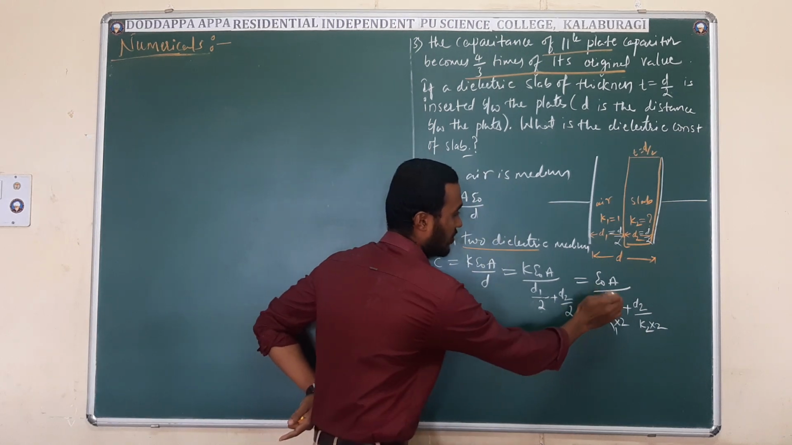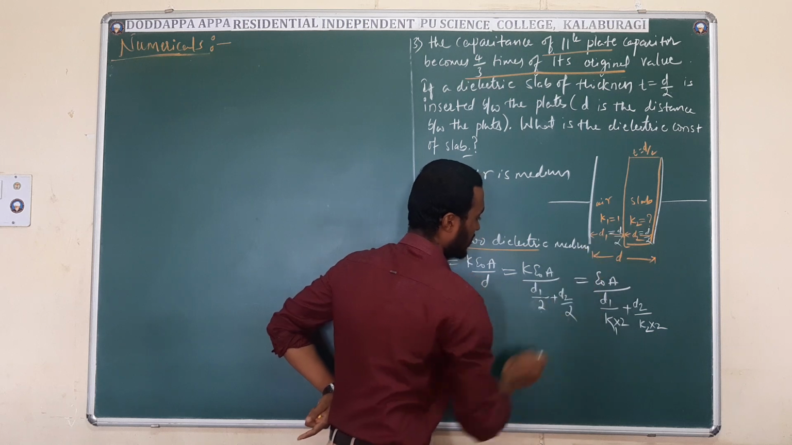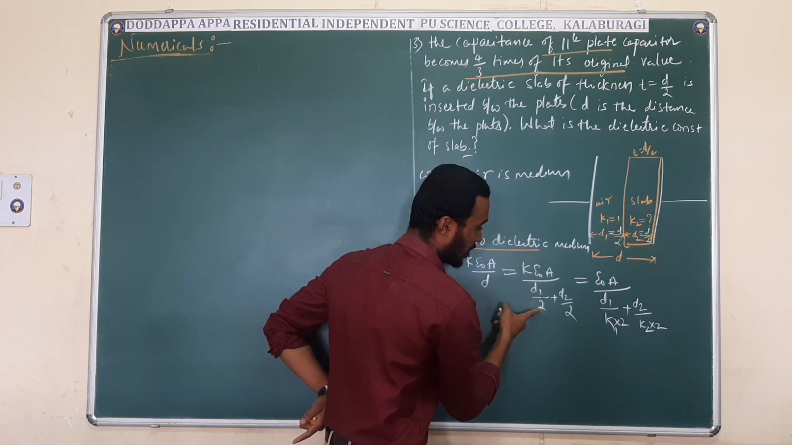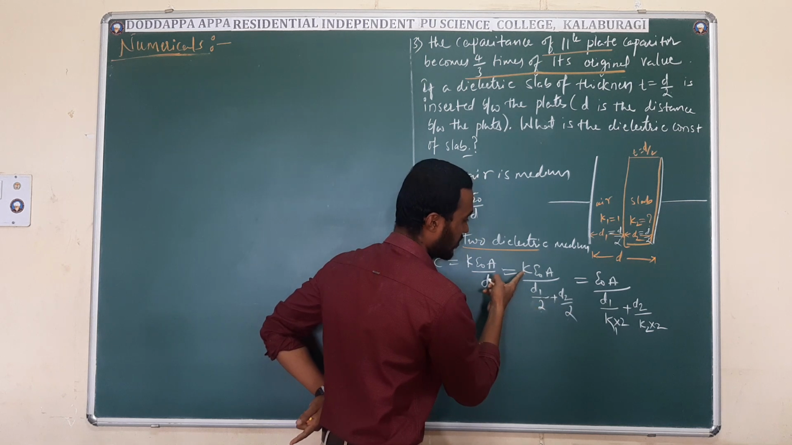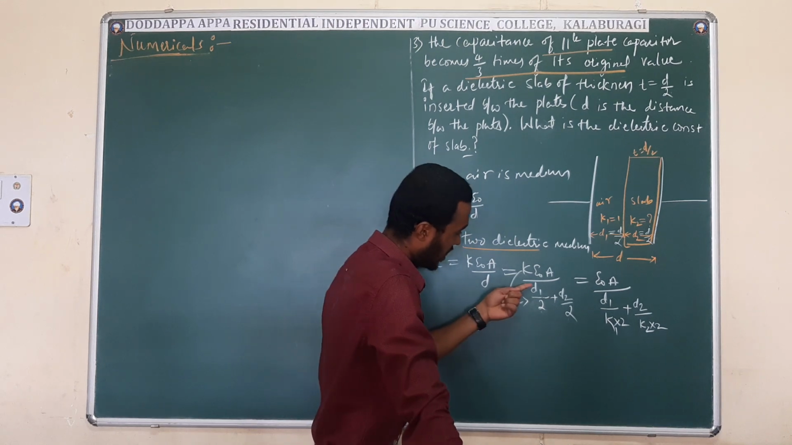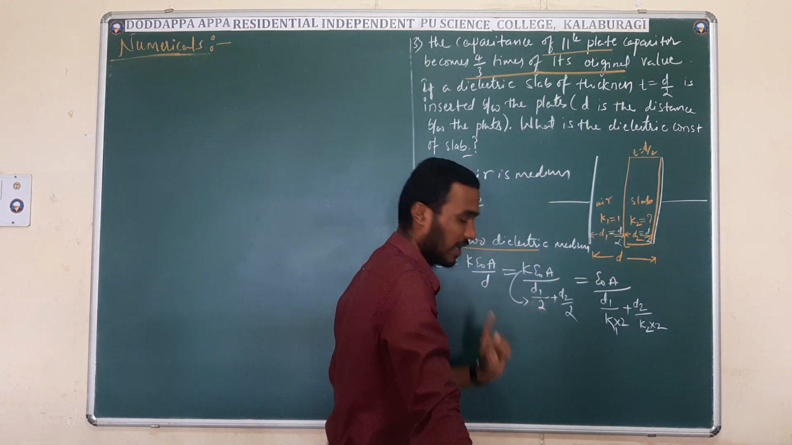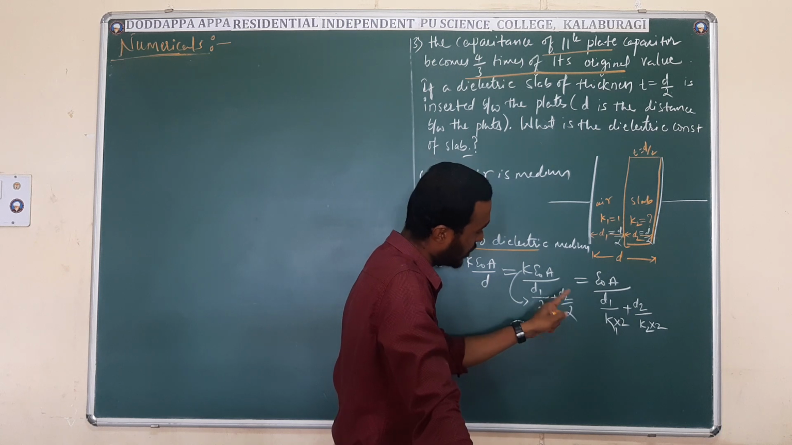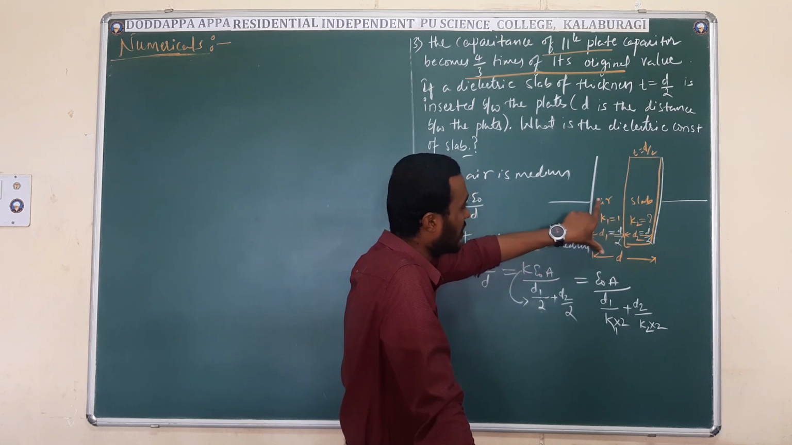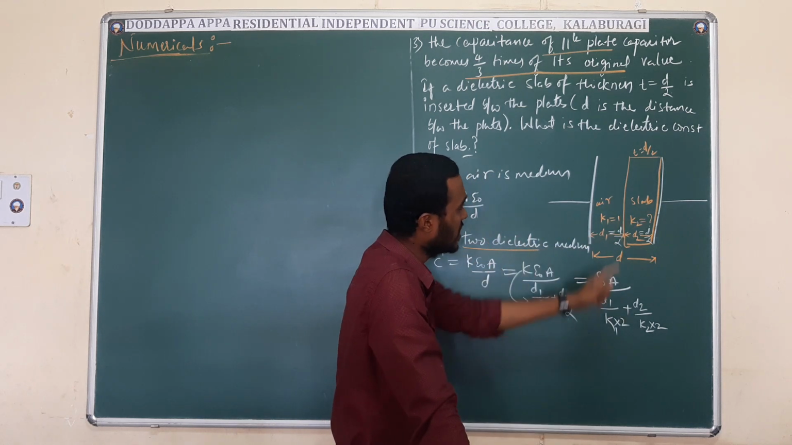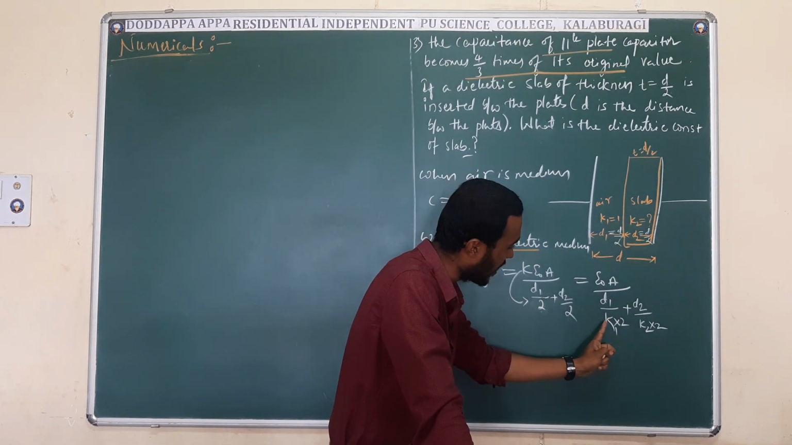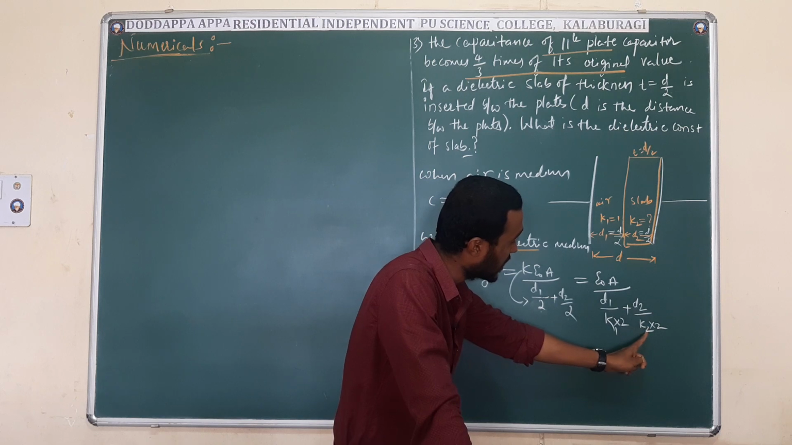Otherwise, if we don't have two dielectrics, our formula becomes D1 divided by 2 plus D2 divided by 2, or you may write it as D1 by 2 into K plus D2 by 2 into K, because if we have a single medium, K value is only 1. Here we have two mediums, so we have two K values. One is K1 for air, another is K2 for slab.